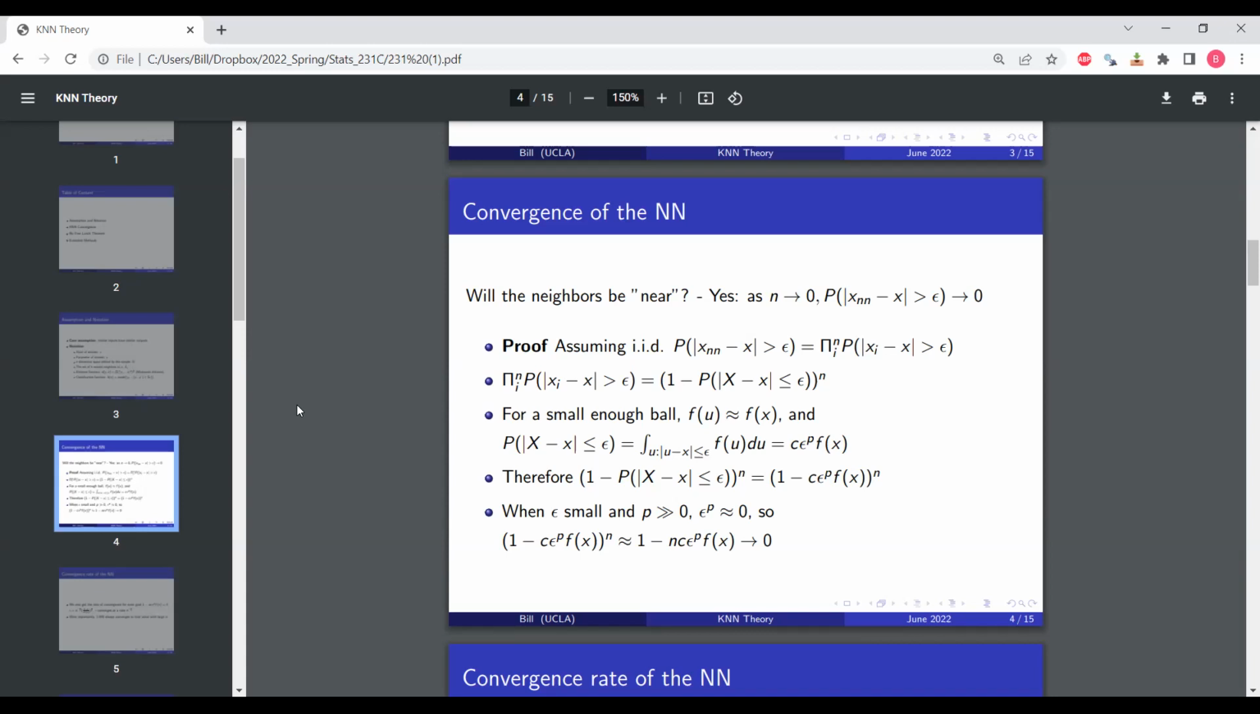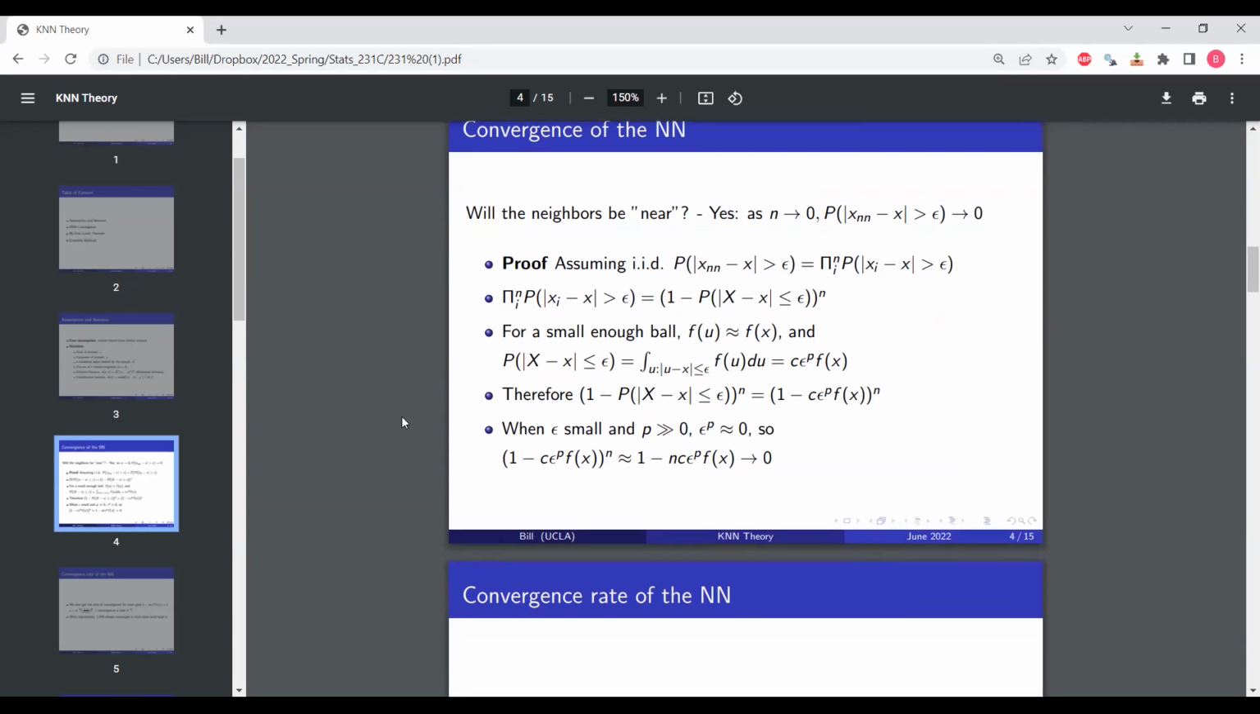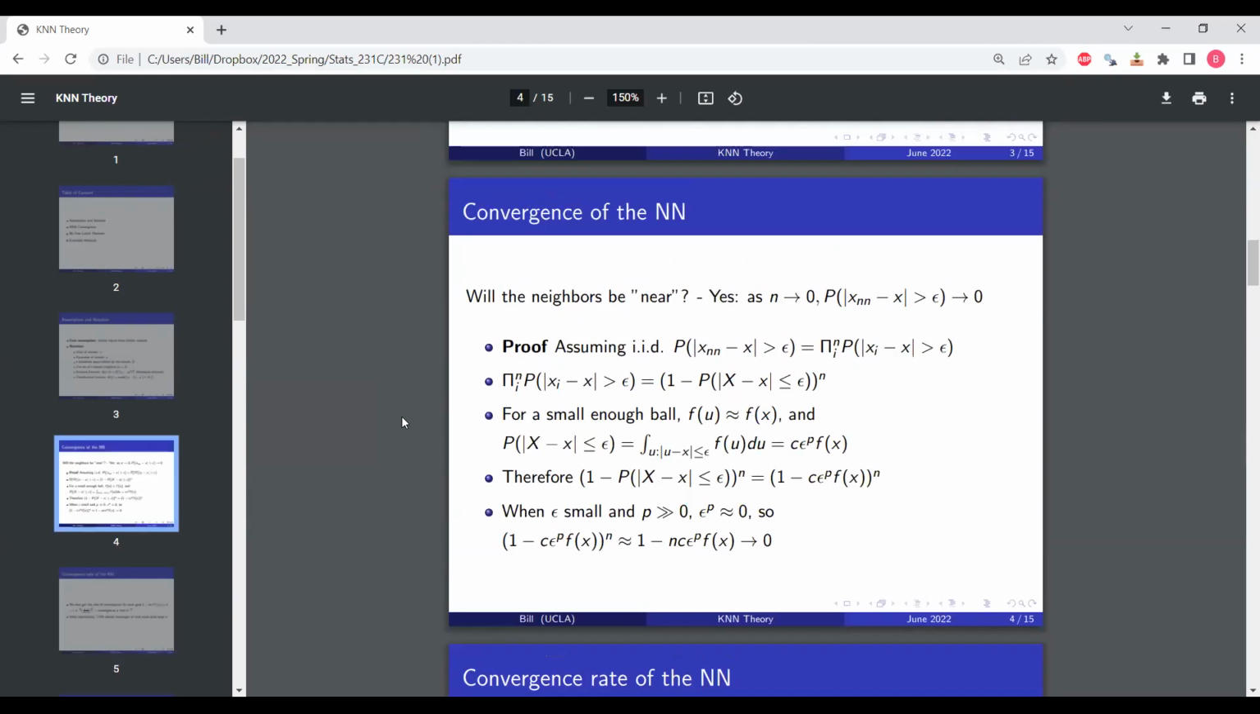So the previous result, we can further simplify it to 1 minus n times c times epsilon to the power of p times f(x), similar to how engineering students approximate the sine function, and this approaches 0. So what we have with this is that the probability does approach zero when we assume that the ball is small enough, or in this case when the nearest neighbor converges to x.